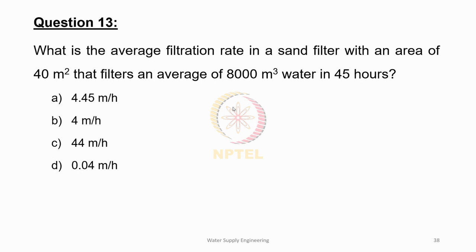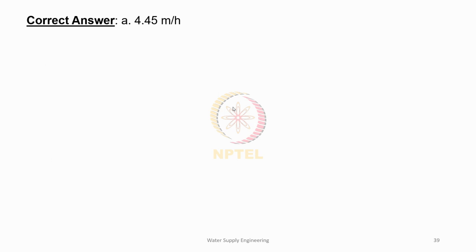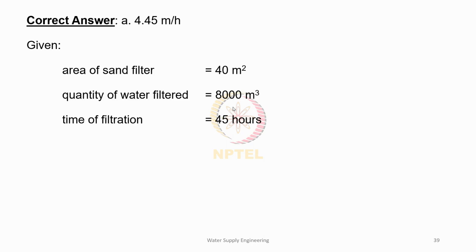Okay, we'll see how to solve this. So the correct answer is option A, 4.45 meter per hour. It's given that the area of the sand filter is 40 meter square and it has the ability to filter out 8,000 meter cube in 45 hours.